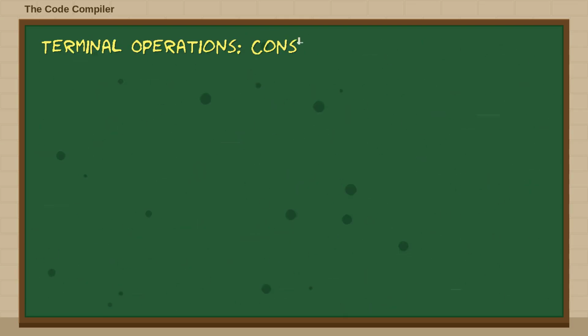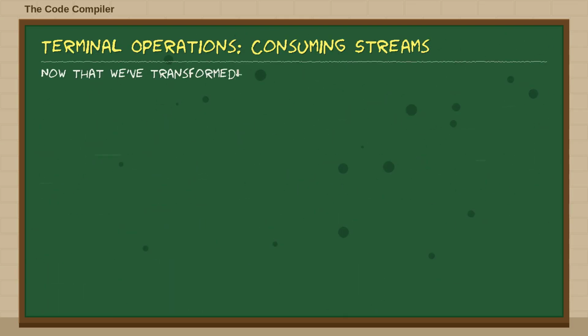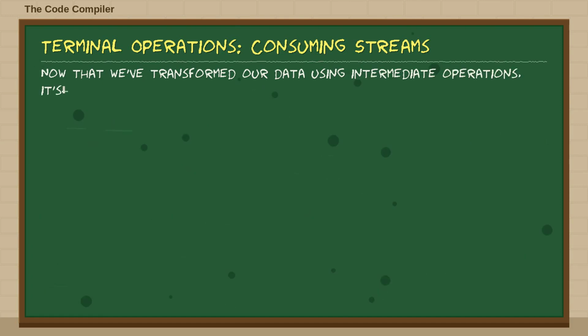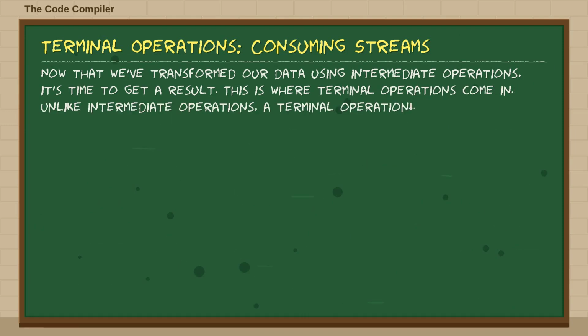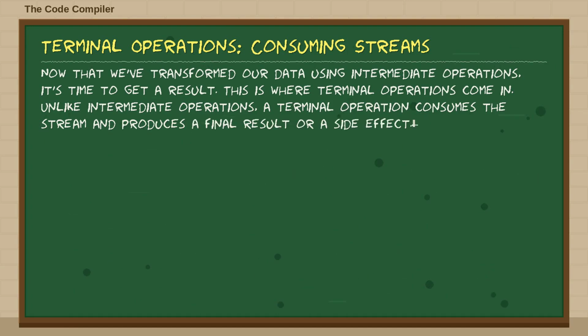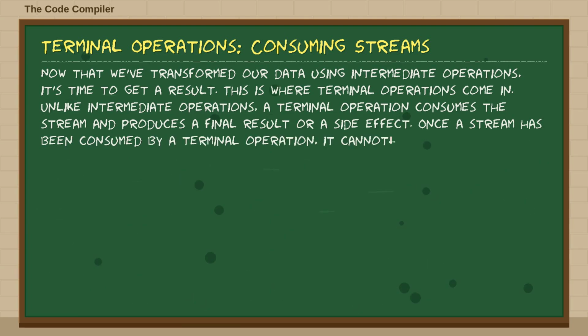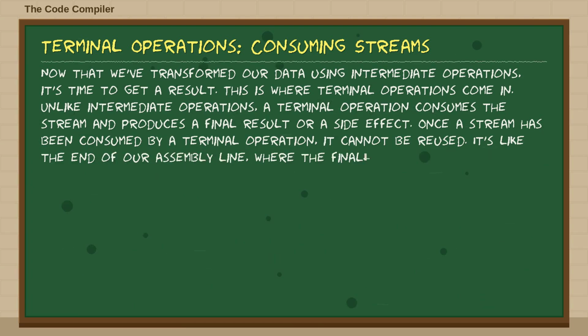Now that we've transformed our data using intermediate operations, it's time to get a result. This is where terminal operations come in. Unlike intermediate operations, a terminal operation consumes the stream and produces a final result or a side effect. Once a stream has been consumed by a terminal operation, it cannot be reused. It's like the end of our assembly line, where the final product is packaged.